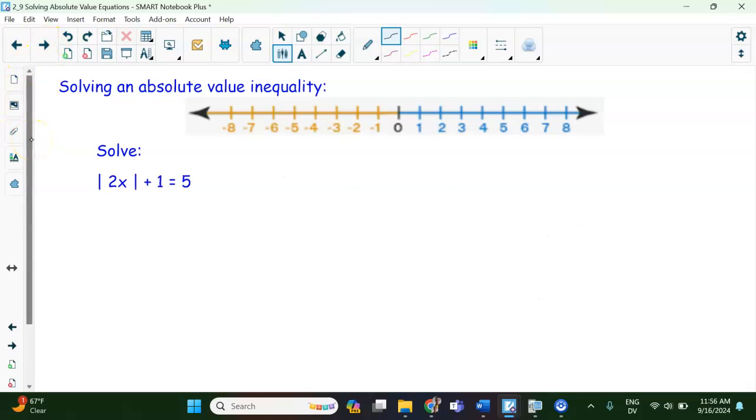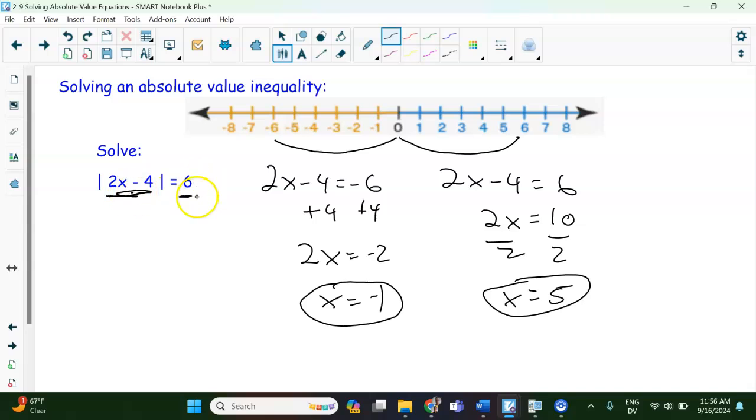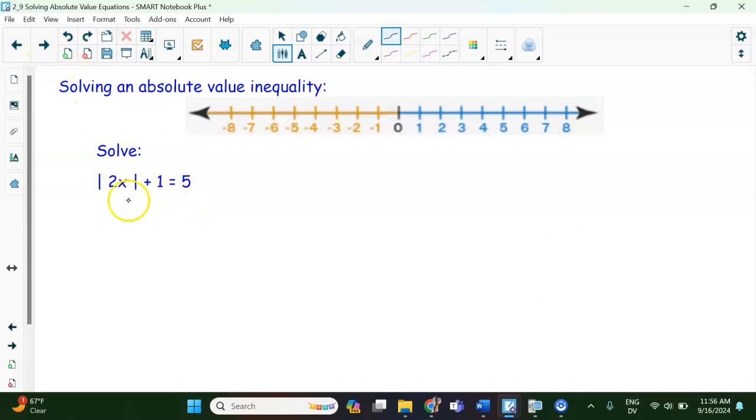Okay, so next up is a twist. So this one starts a little different. Like on this last one, I basically took this and set it equal to plus or minus 6, but I'm not going to do that here. I'm not going to take this whole thing and set it equal to positive or negative 5 because there's something we got to do before our split step.